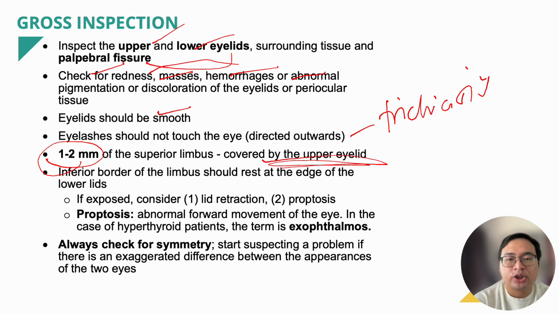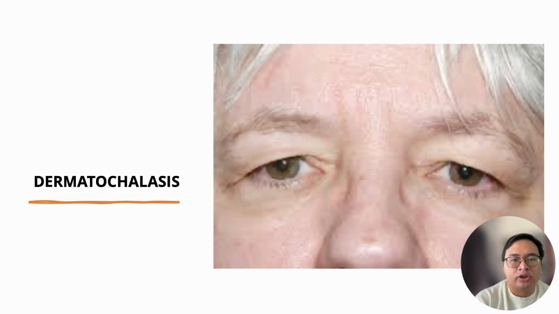So let's look at some conditions. We have a set of figures here. So dermatochalasis means the eyelids are drooping. So in this case, it's due to old age. It could also be secondary to severe weight loss.